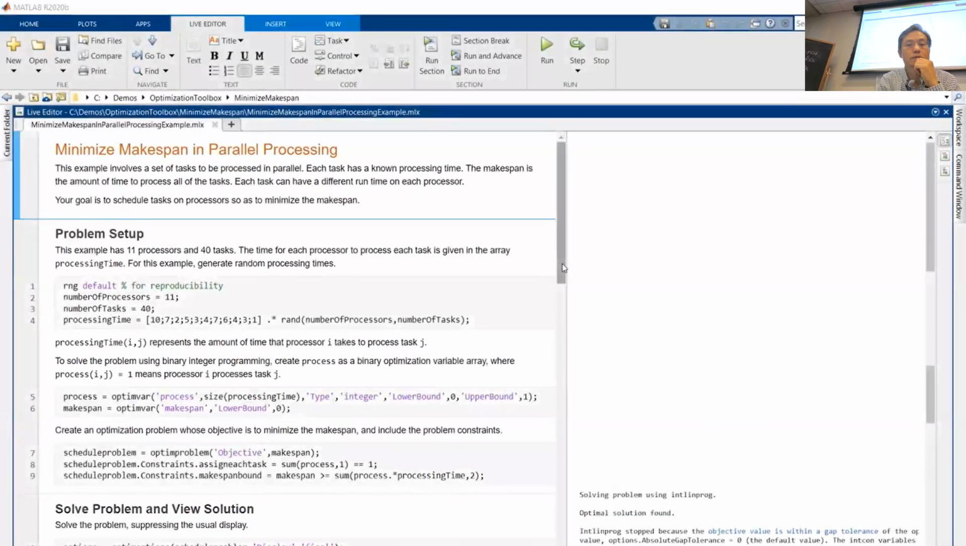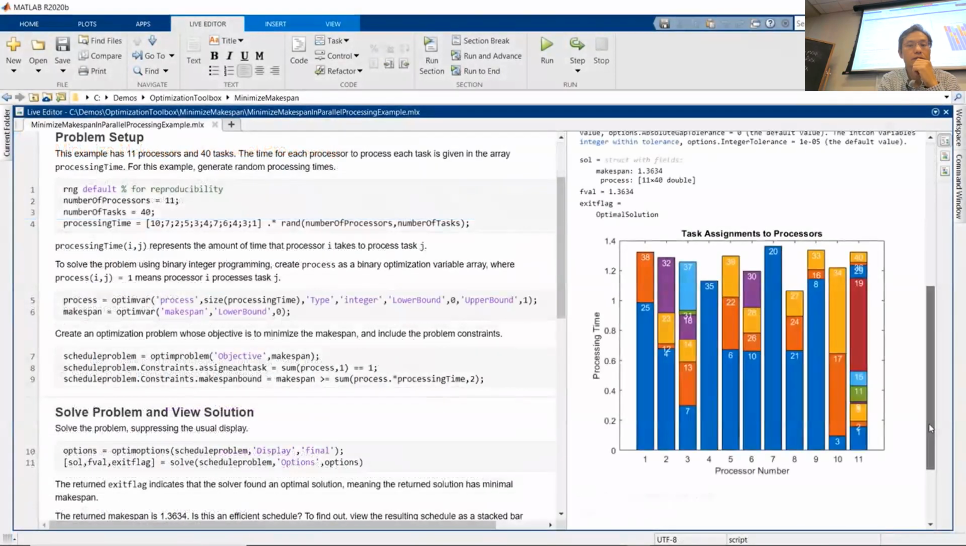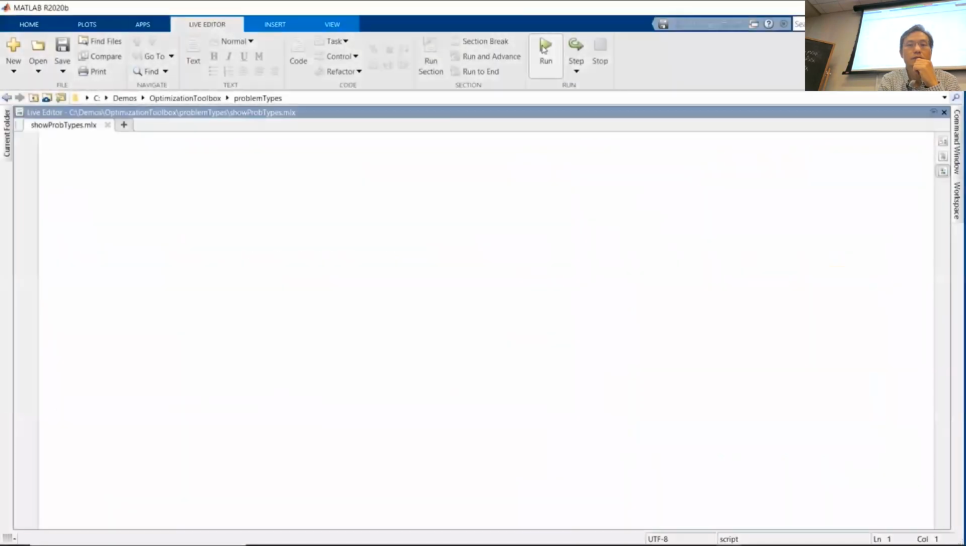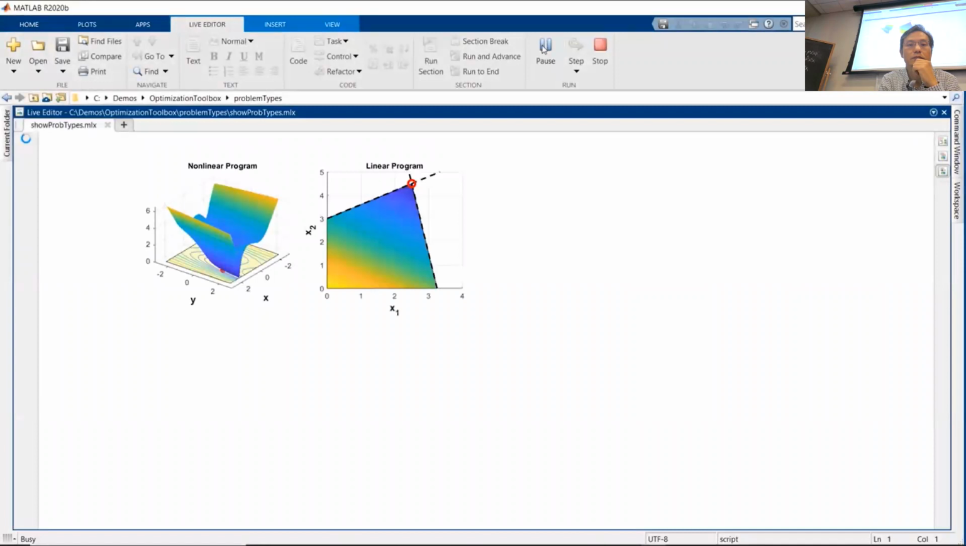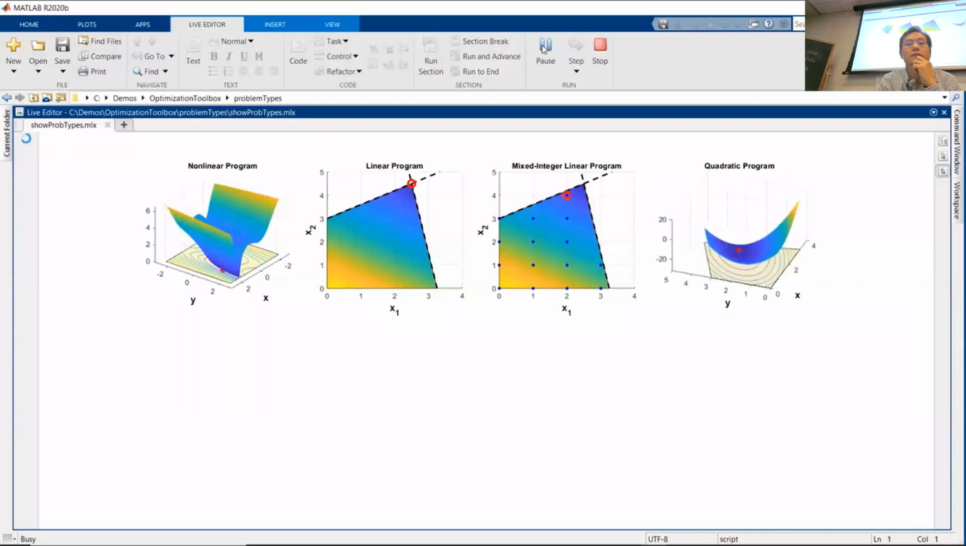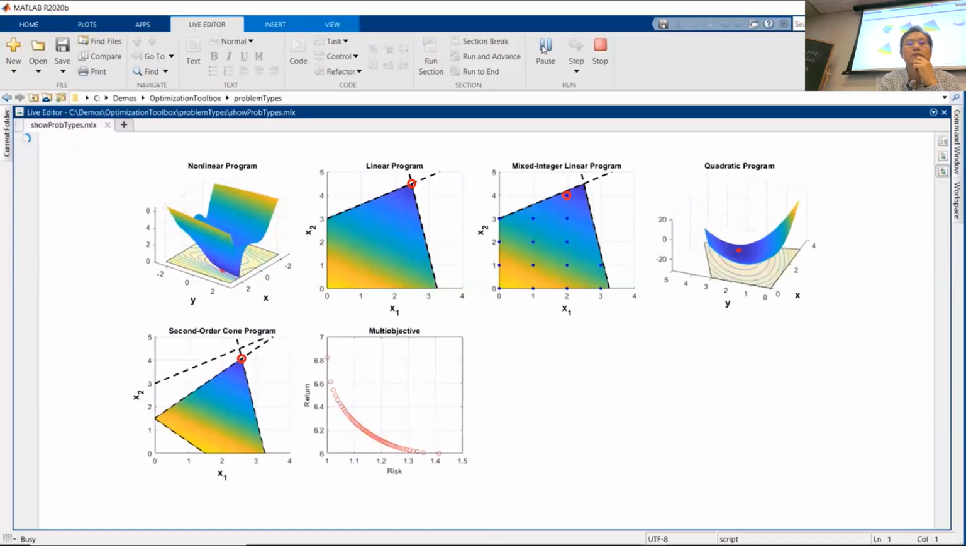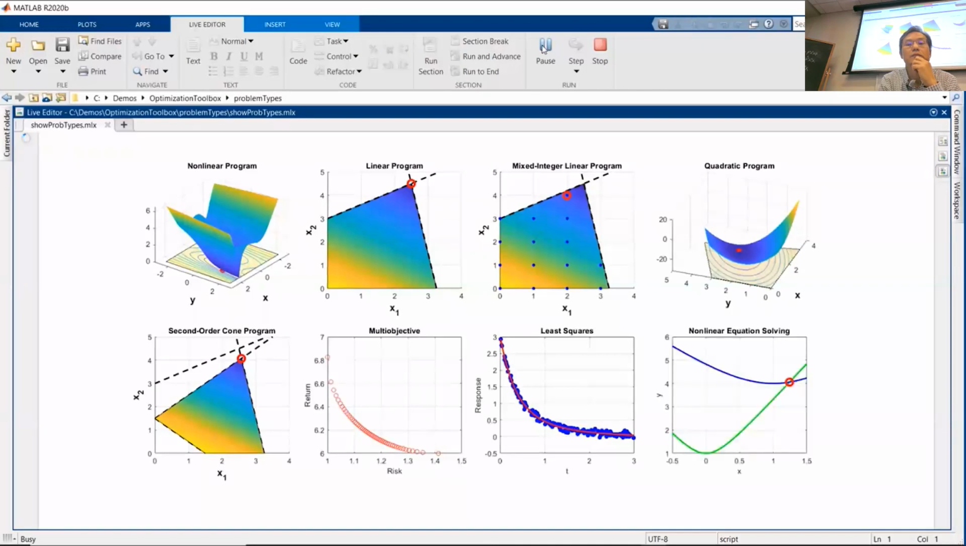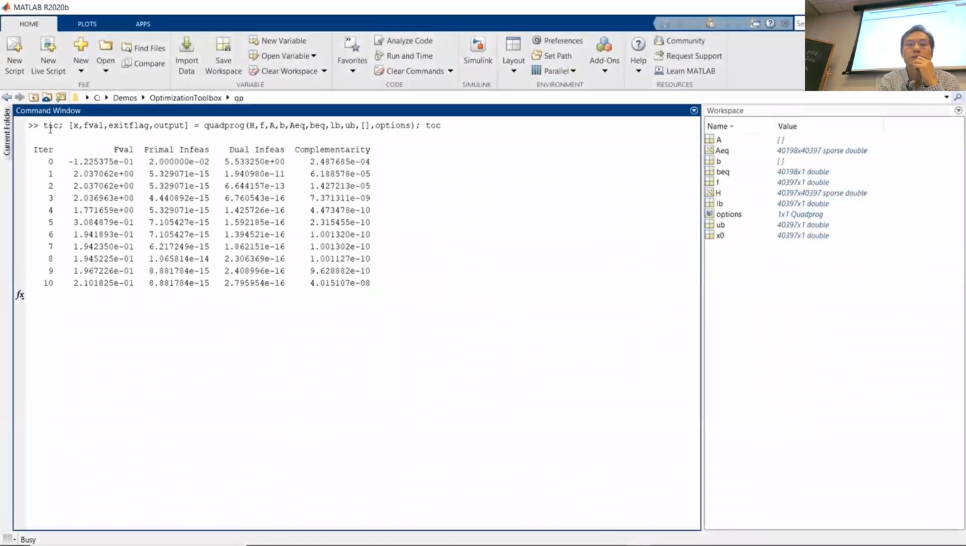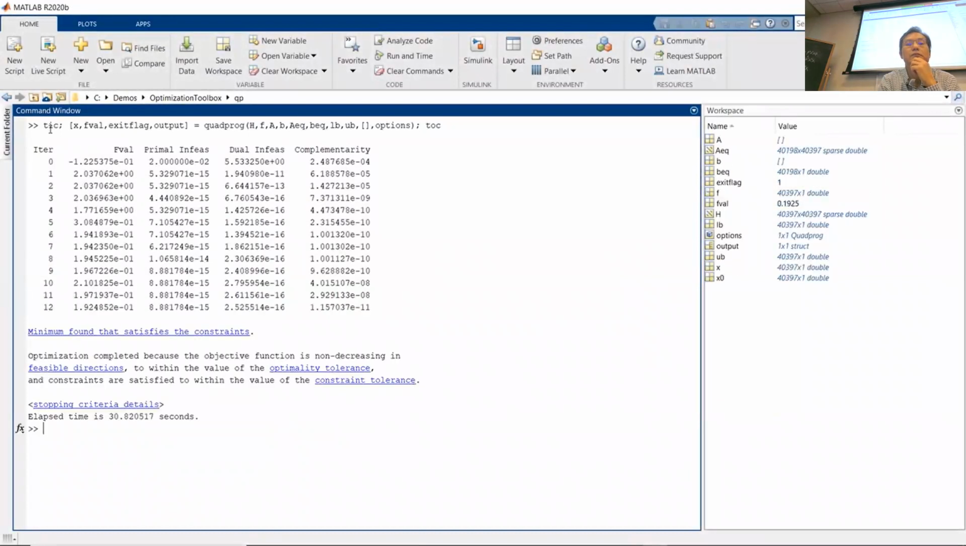You can add integer constraints to linear problems involving variables which must take on integer values. This includes when the variables represent a yes or no decision, like whether a process is assigned to a processor in this scheduling example. In addition to solvers for nonlinear, linear, and mixed-integer linear programs, Optimization Toolbox includes specialized solvers for quadratic programs, second-order cone programs, multi-objective, and linear and nonlinear least squares. We can quickly solve large and sparse problems with thousands of variables. Here, a quadratic problem with over 40,000 variables is solved in around 30 seconds.